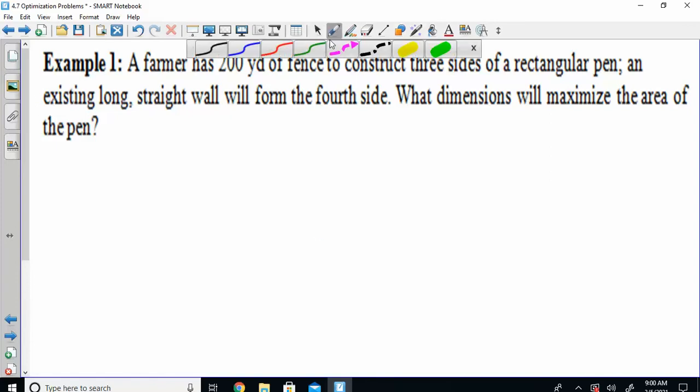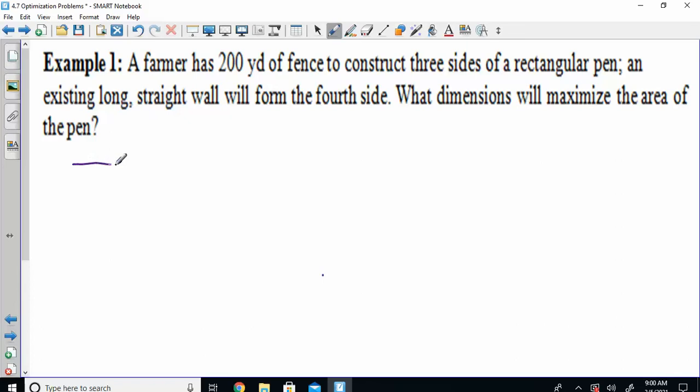A farmer has 200 yards of fence to construct 3 sides of a rectangular pen. An existing long straight wall will form the 4th side. What dimensions will maximize the area of the pen? So, how do you think I should start this problem? Picture. I agree. Let's draw a picture.